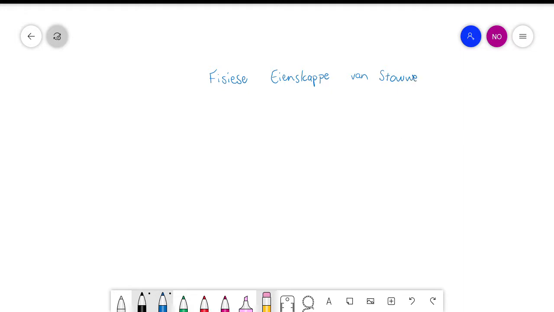Okay, now some of them are fairly simple. Like if something is shiny, it is normally a metal. If something is dull, it is normally a non-metal. As iets smeerbaar is of buigbaar is, so in other words, you can pull it or you can bend it, it's normally a metal. As iets bros is, is it gewoonlik 'n nie-metaal.